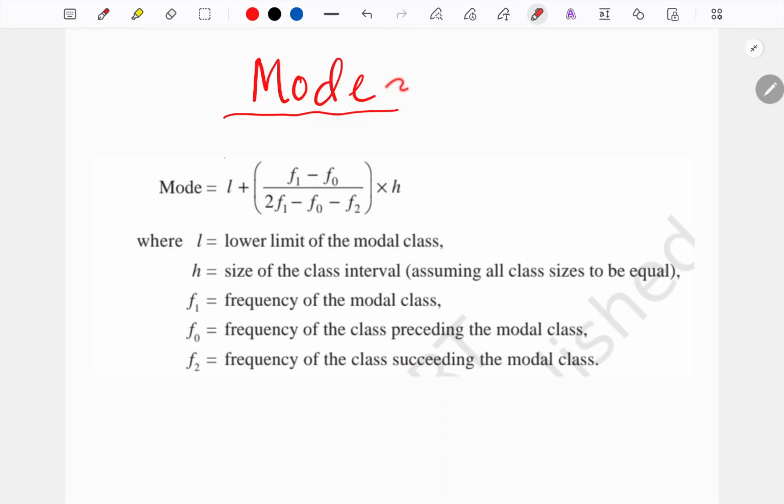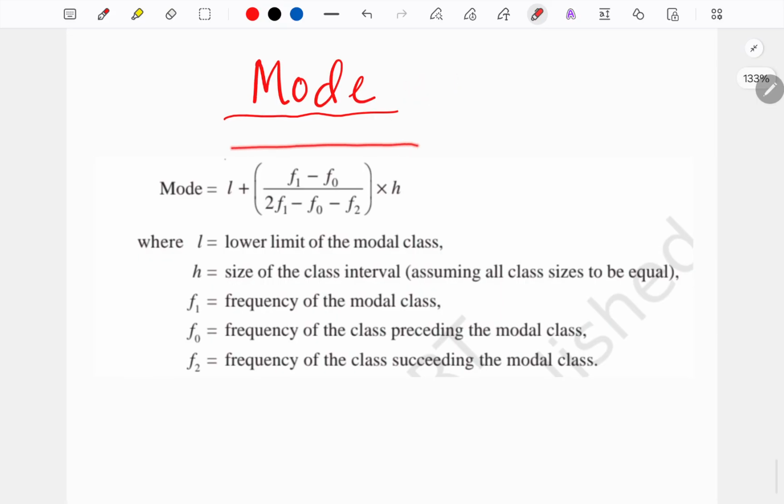So in this video we are going to learn the concept of mode. So how to find the mode of grouped data. To find the mode you just need to remember this formula. Nothing else is there, and no need to worry about what L, F1, F0, F2 and H are. These things will be given in your questions. In maths, one of the beautiful things is that everything is given in the questions. You just need to identify the things from the question and write them properly.